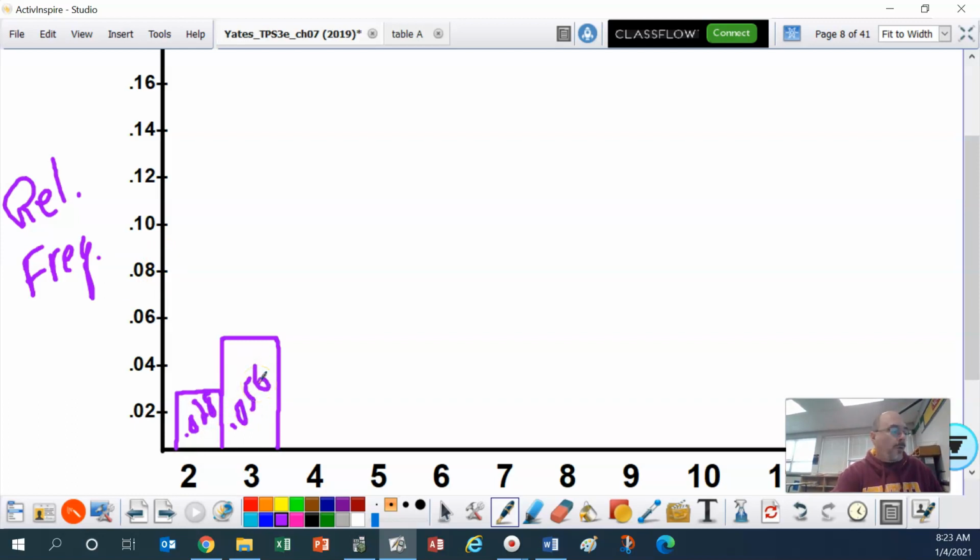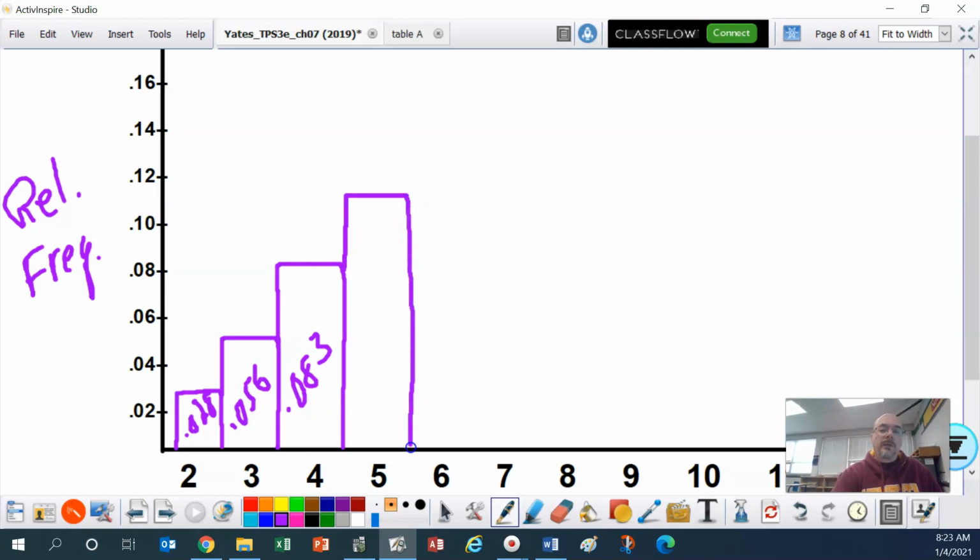Okay, now the sum of 4 is 0.083, so I'm going to go up a little past the 0.08, over and back down again, 0.083. All right, 5 was up to 0.111, so like right about there. Again, I'm just doing the best that I can freehand. Okay, the 6 goes up to 0.139, that's almost to 0.14. Back down again, 0.139.